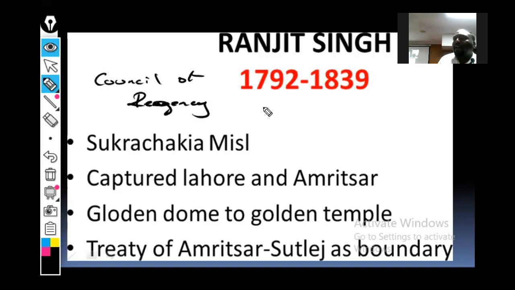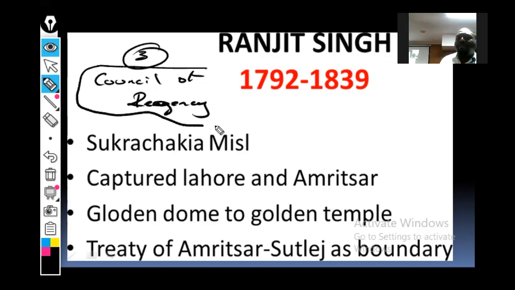Regent means a person who will rule the kingdom on behalf of the reigning monarch if he is a minor, if he is not of good health, if he is not of sound mind, or if he is incapacitated. Then the council of regency will rule. Council of regency means what? Council means more than one person. That means a council of regency, a 3 people council, was ruling the Sukrachakya missile.